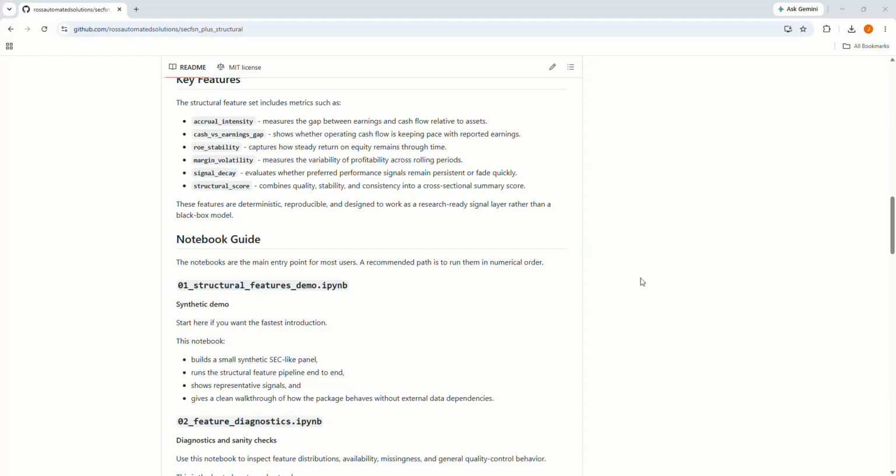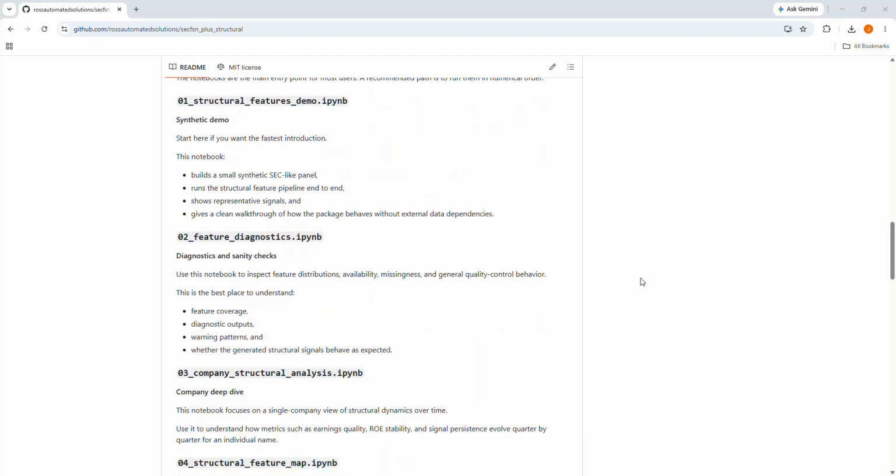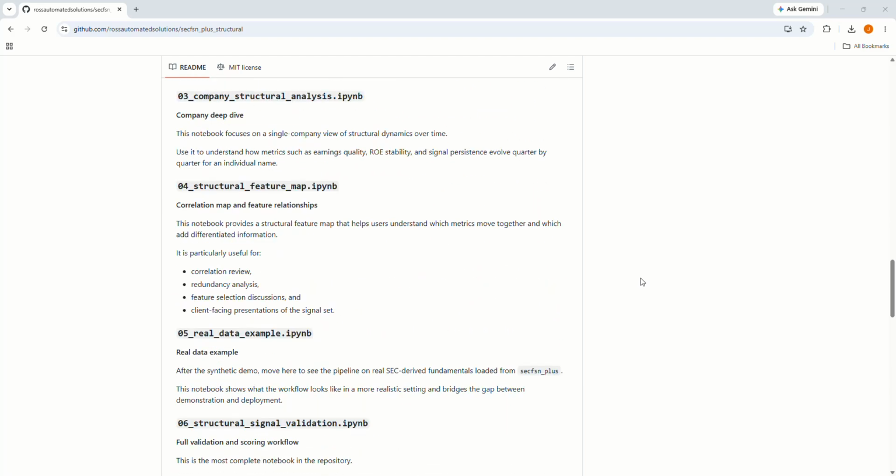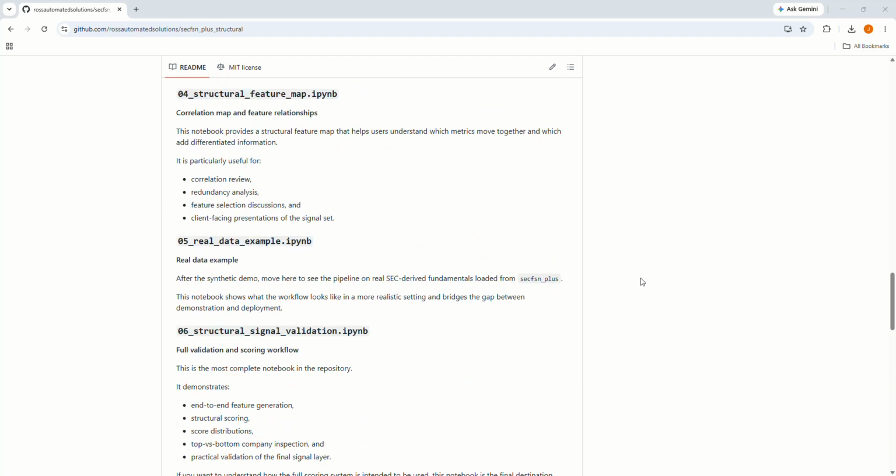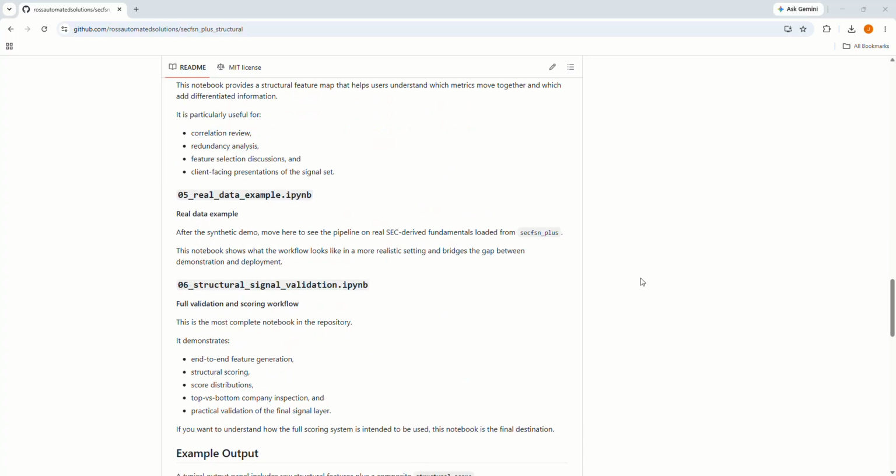The repo includes earlier notebooks that walk through the synthetic demo, feature diagnostics, company level analysis, and structural feature map. Those are useful for understanding and validating the system, but I'm going to skip them for this short demo. Instead, I'm going to focus on just notebooks 5 and 6 because they show the real data workflow and the final scoring layer.